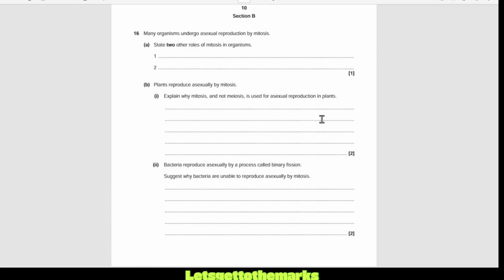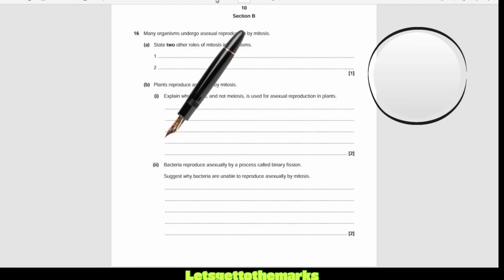Okay, 16. Many organisms undergo asexual reproduction by mitosis. State two other roles of mitosis in organisms. B. Plants reproduce asexually by mitosis. Explain why mitosis and not meiosis is used for asexual reproduction in plants. And then we have 2. Bacteria reproduce asexually by a process called binary fission. Suggest why bacteria are unable to reproduce asexually by mitosis. Why don't you pause the video, have a go at these roles.